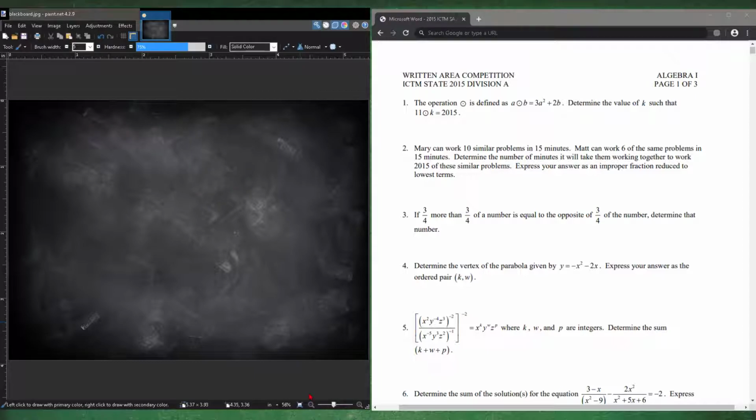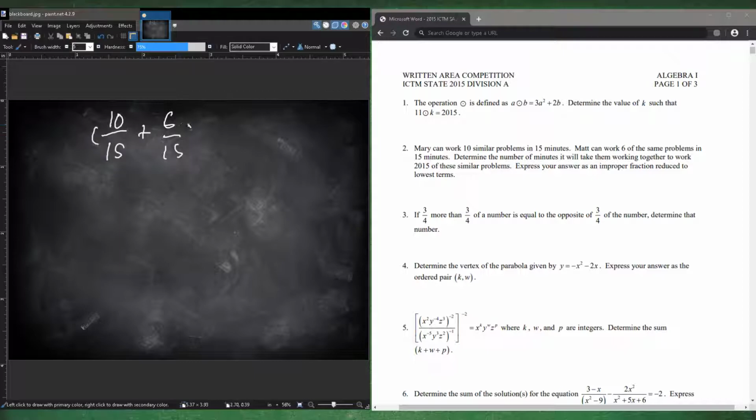Okay, number 2. Mary can work 10 similar questions in 15 minutes. Matt can work 6 of the same questions in 15 minutes. Determine the number of minutes it would take them working together to work 2015 of these similar questions. Okay, so Mary's rate is 10 questions in 15 minutes. Matt's rate is 6 questions in 15 minutes, so their total rate is 10 over 15 plus 6 over 15.